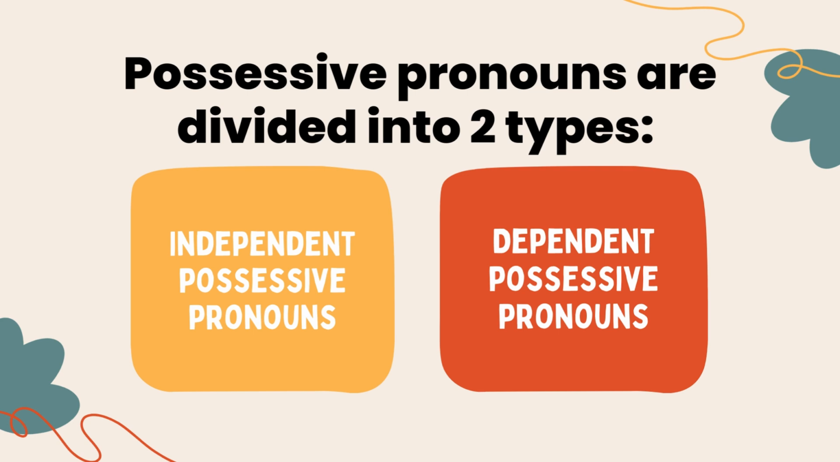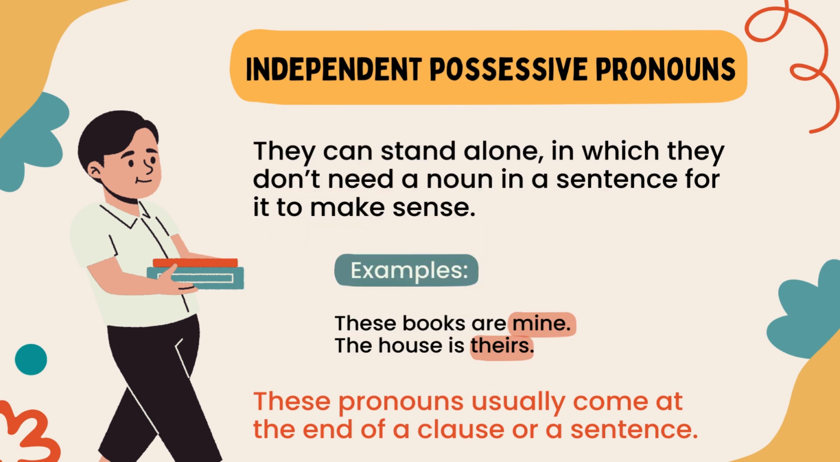There are two types of possessive pronouns: independent possessive pronouns and dependent possessive pronouns. Let's explain each. Independent possessive pronouns. These pronouns can stand alone, in which they don't need a noun in a sentence for it to make sense. Look at the examples here. These books are mine. The house is theirs. As you can see, both mine and theirs stand alone. These pronouns usually come at the end of a clause or a sentence.